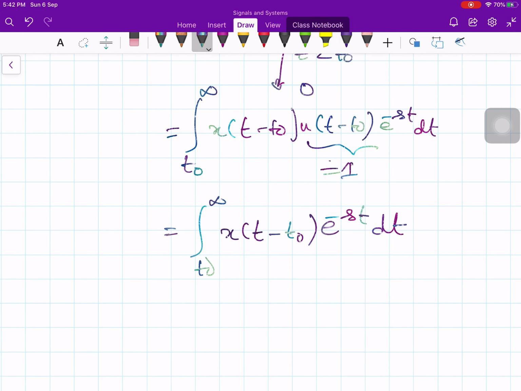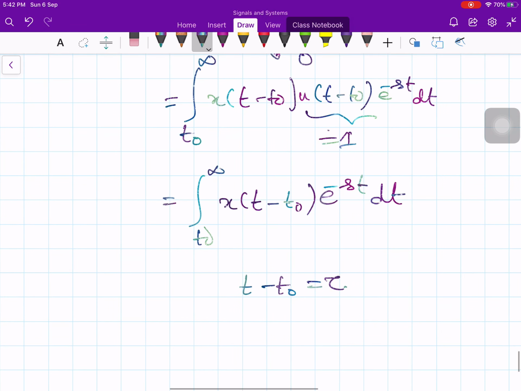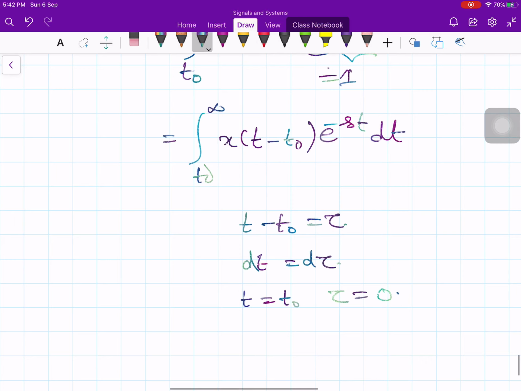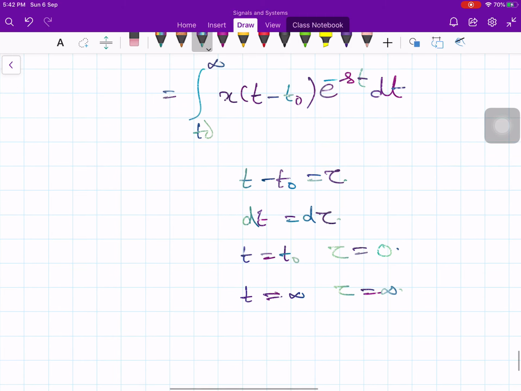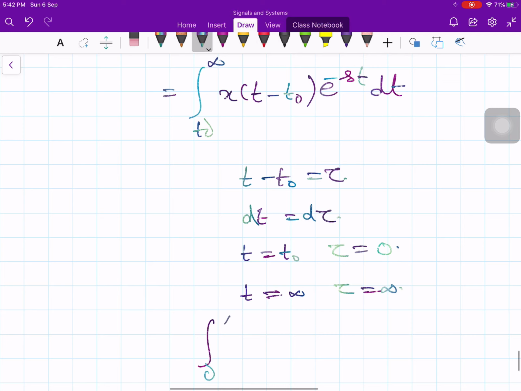Okay, now let us put t minus t naught is equal to tau, then dt is equal to d tau, and the range of integration changes. When t equals t naught, tau equals 0. So the integration starts from 0 now. When t equals infinity, tau also equals infinity. Therefore, the integration is from 0 to infinity of x of tau e to the minus s.